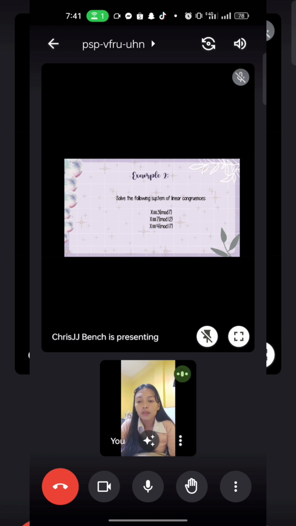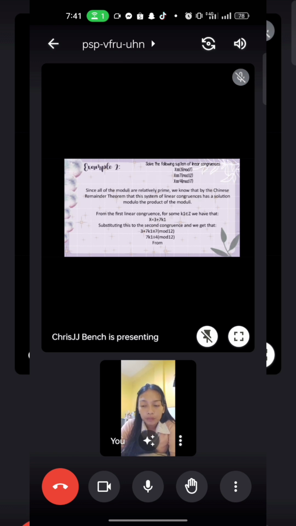Solve the following system of linear congruences, where x is congruent to 3 mod 7 and x is congruent to 7 mod 12 and x is congruent to 4 mod 17. Since all of the moduli are relatively prime, we know by the Chinese remainder theorem that this system of linear congruences has a solution modulo the product of the moduli. From the first linear congruence, for some k1 belonging to Z, we have that x is equal to 3 plus 7k1.